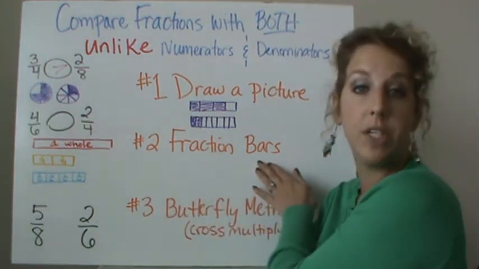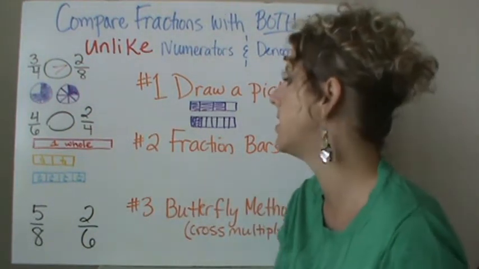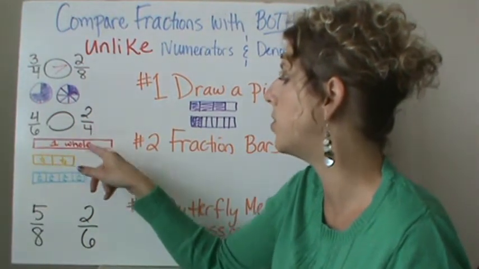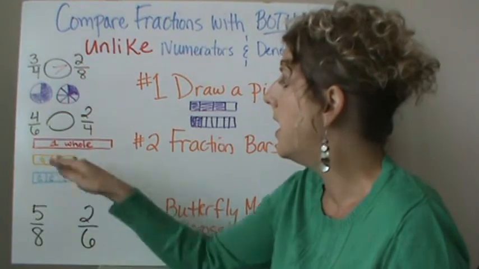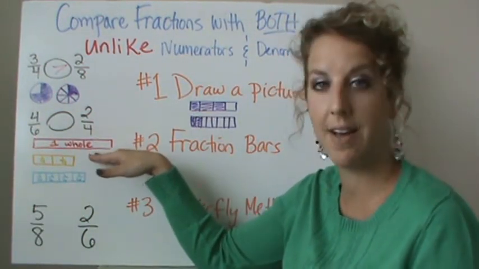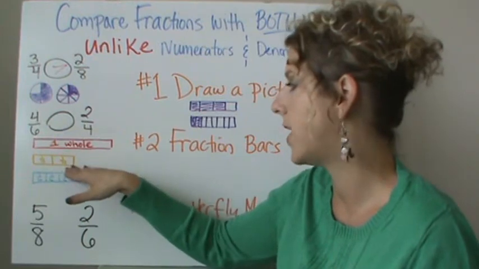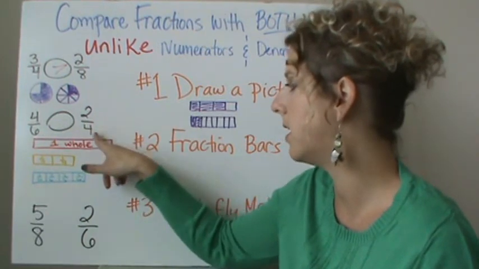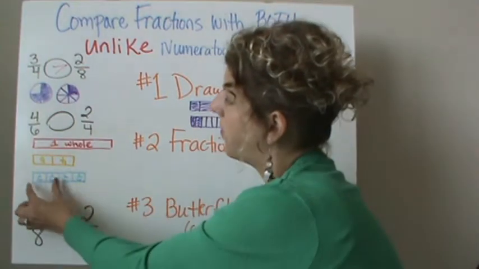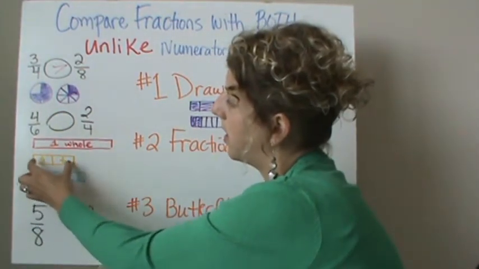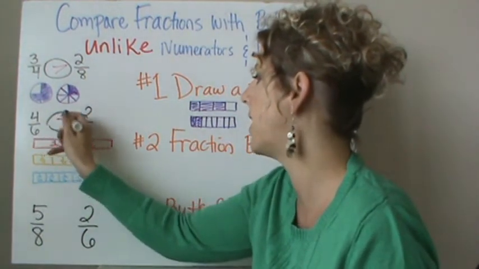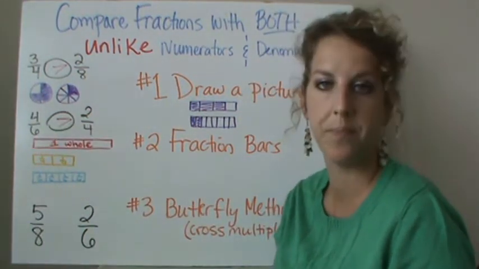You can use your fraction bars if both numbers are different. So let's see, 4/6 compared to 2/4. If I pull out my fraction bars, I put my 1 whole, I traced that for you, and then I traced my 2/4, which is here, and then I traced my 4/6. You can see that 4/6 is a little bit bigger than 2/4. So 4/6 would be greater than 2/4.